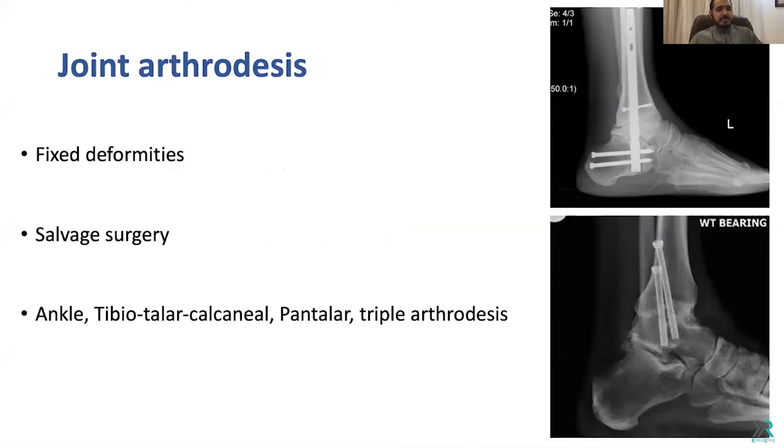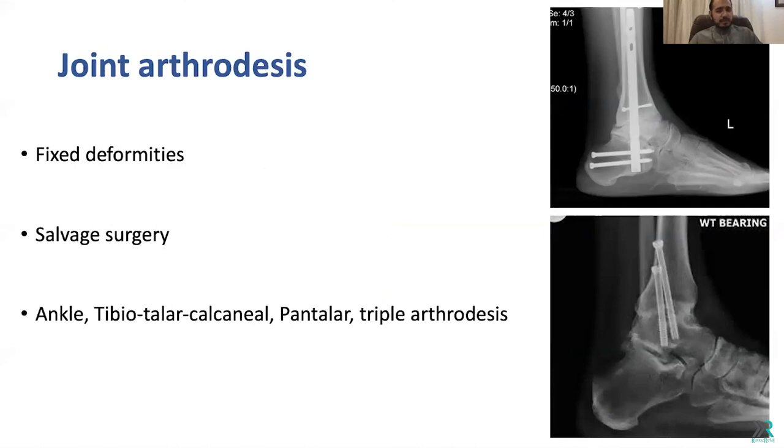Lastly, the last procedure I'll be talking about is joint arthrodesis. These are usually for fixed deformities which tendon transfers are not able to correct. It could also be a salvage surgery for a failed tendon transfer, or for someone in a very bad situation with a complete paralytic foot with no retained muscle function. These can mostly be done as ankle arthrodesis, tibio-talar or calcaneal arthrodesis, pantalar arthrodesis, or tibial arthrodesis.